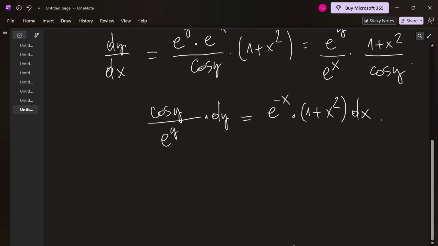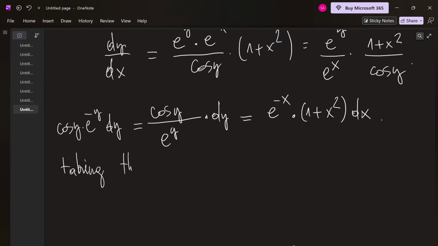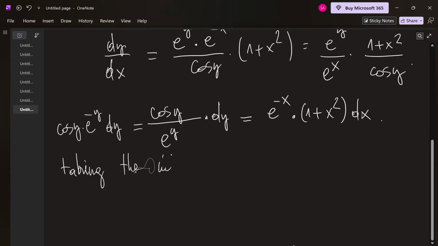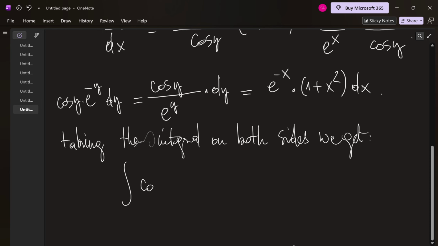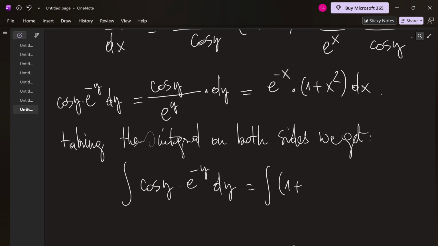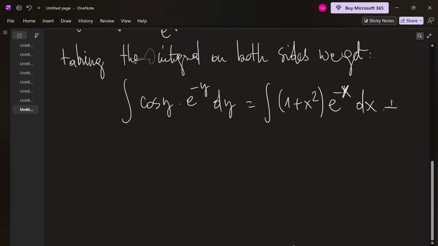Now we take the integral on both sides. This is equal to cos y times exponential minus y dy. Taking the integral on both sides, we get the integral of cos y times exponential minus y dy is equal to the integral of 1 plus x squared times exponential minus x dx. Now we will add another constant, plus c.